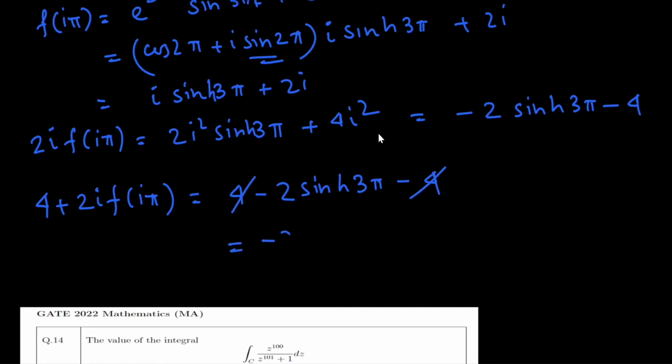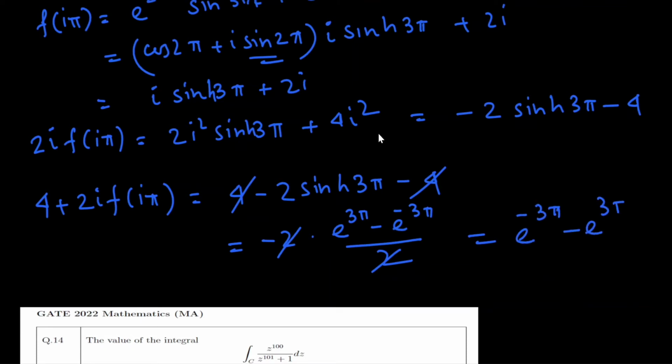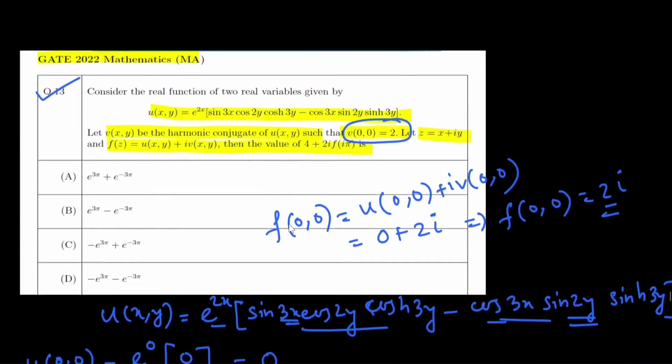The 4 cancels. Minus 2 sinh 3 pi means e to the power 3 pi minus e to the power minus 3 pi by 2. So the 2 cancels and this gives e to the power minus 3 pi minus e to the power 3 pi. So this is the answer for this question. The question is simply a 1 mark question, but the calculation is very big. So which option? The answer is e to the power minus 3 pi minus e to the power 3 pi, option C.